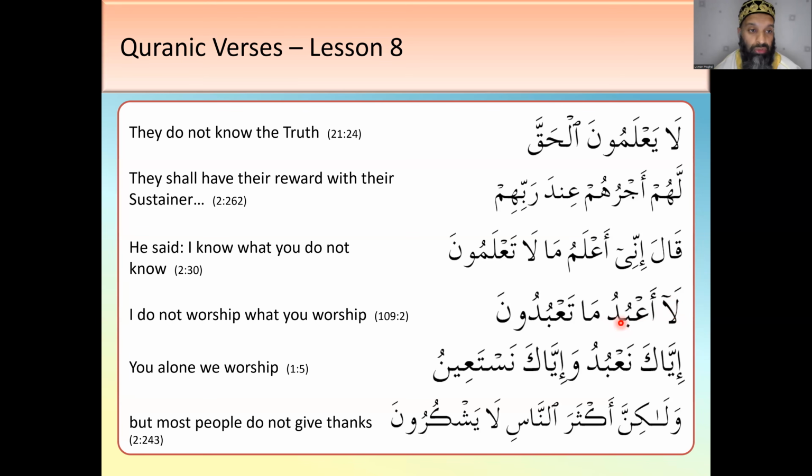La a'budu. So, what does a'budu mean? I worship. So, la a'budu means I do not worship. Yeah? Not I worship. So, I do not worship. Ma, what? Ta'buduna. What's ta'buduna? You all worship. Okay?